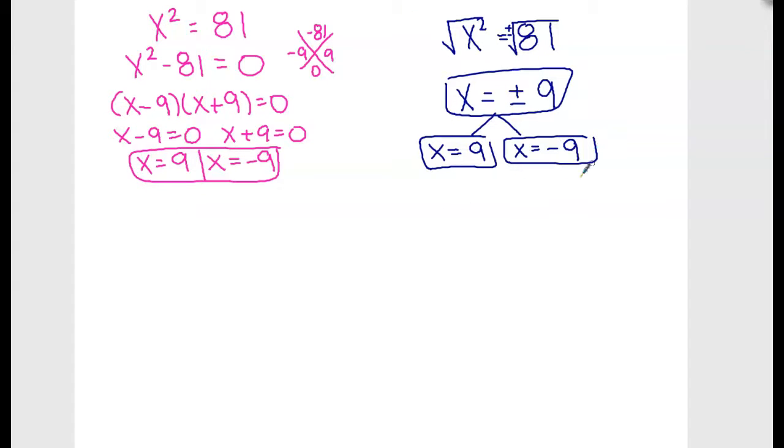Today, though, we're learning this new technique that says if we have x squared equal to 81, then I can take the square root of both sides, giving me x equals plus or minus 9. Making my 2 roots at 9 and -9. So again, these are the roots of the equation.